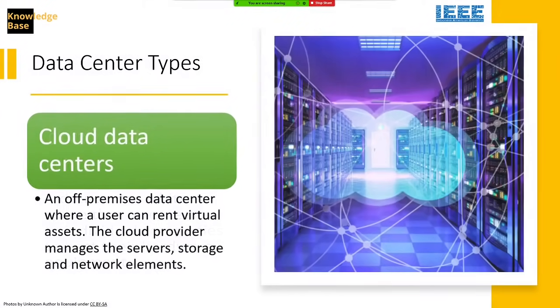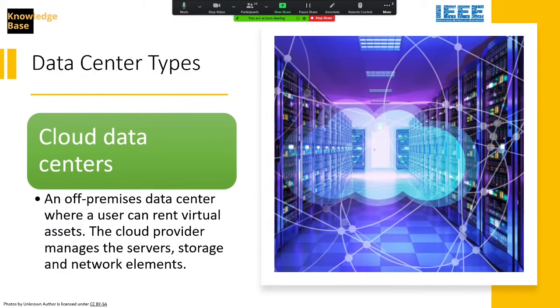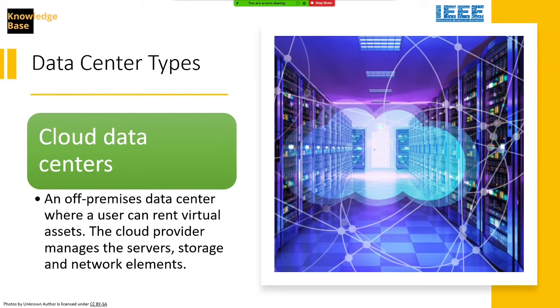The fourth type is the cloud data center. We hear a lot about cloud, and it's the same meaning of the cloud that we hear about. So a cloud data center is an off-premises data center, same as the managed services and the white space.